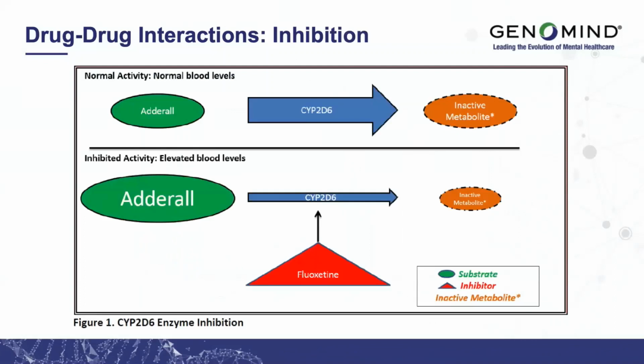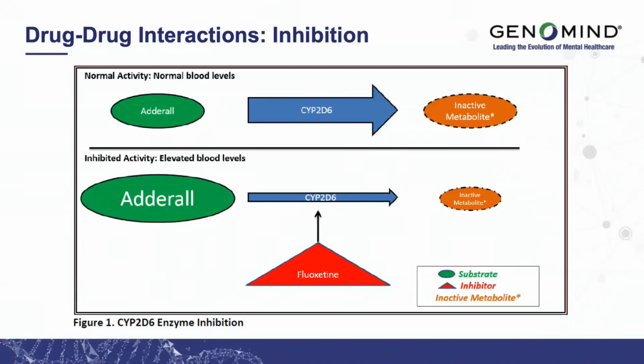Okay, so everything we've talked about up to this point has been drug-gene interactions, but we also need to take into account drug-drug interactions, because if we forget drug-drug interactions, we are missing probably 20 to 30% of important major interactions that can occur.